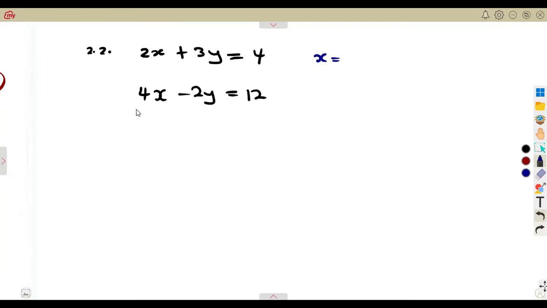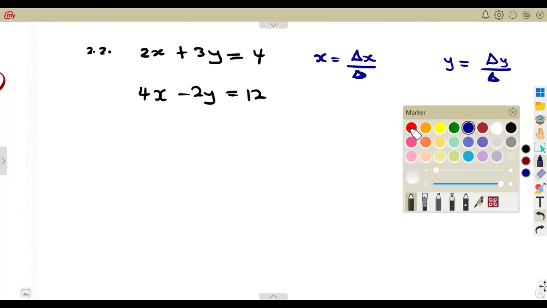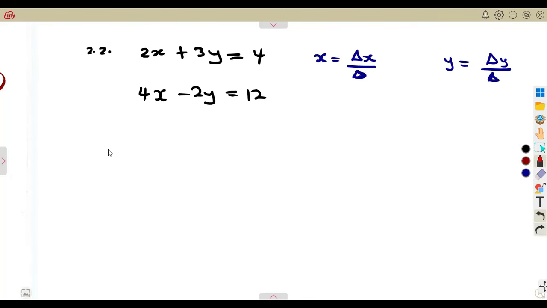from the determinant with respect to x over the determinant of the coefficients, which you can obtain from the equations. The y can be determined from the determinant with respect to y over the determinant of the coefficients. So the question is, how am I going to get the determinant with respect to x? This is the determinant that you obtain when you close the x part here and substitute it with the constants.